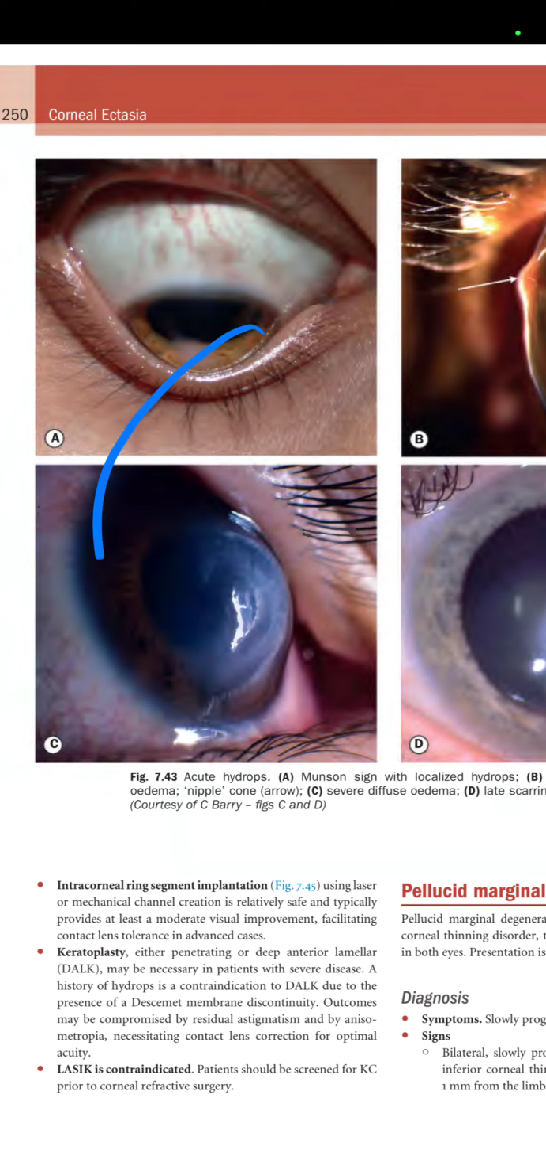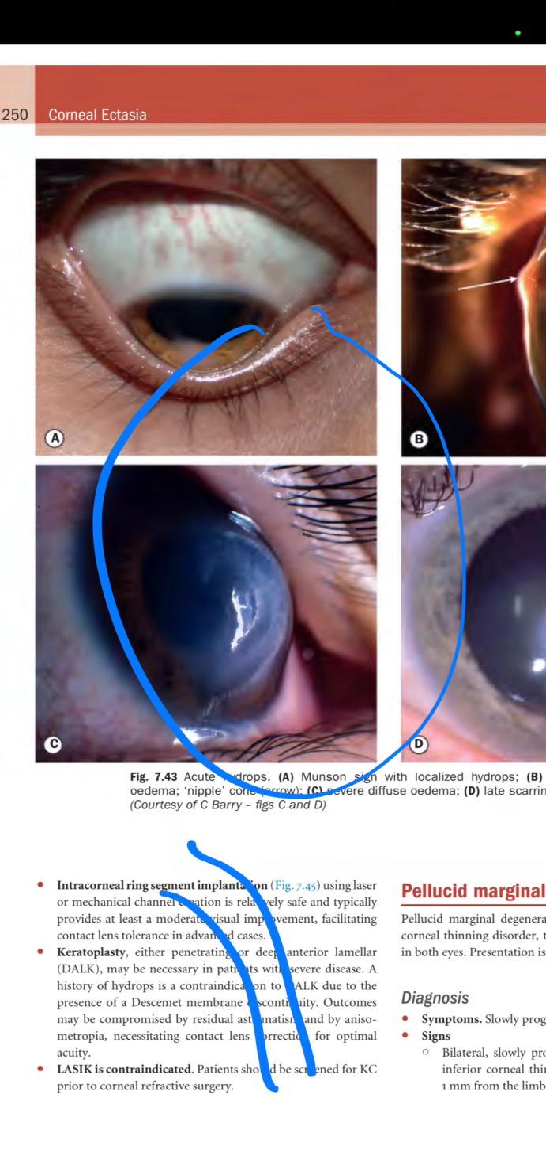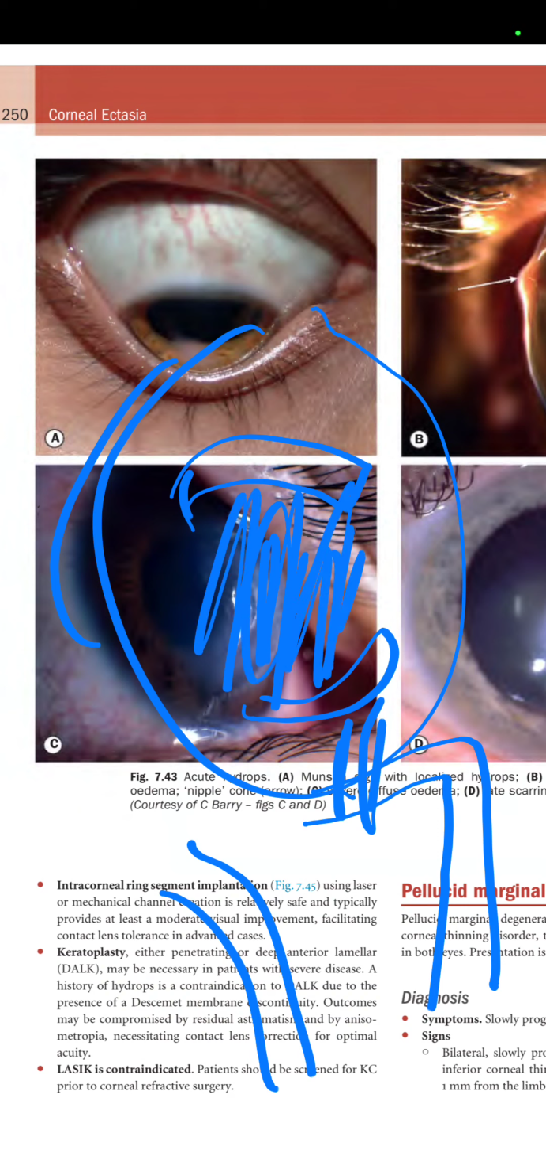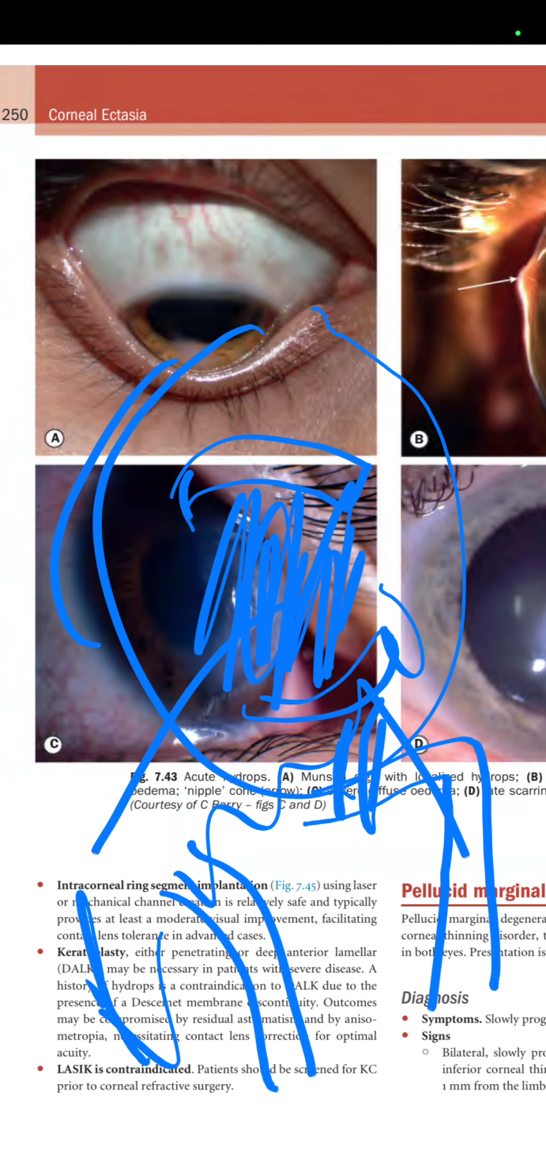So basically, corneal segment rings are used in the case of keratoconus, where the cornea is like this. We place the segments in an arcuate pattern here in the periphery. What does that cause? It causes flattening of the central cornea. When the central cornea becomes flattened, it causes a reduction in the myopia.